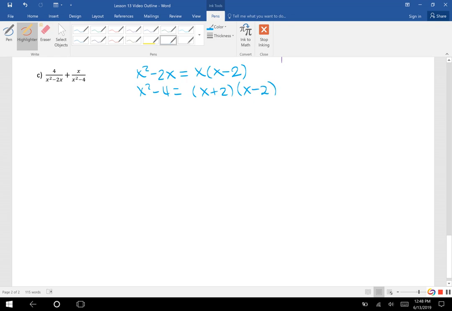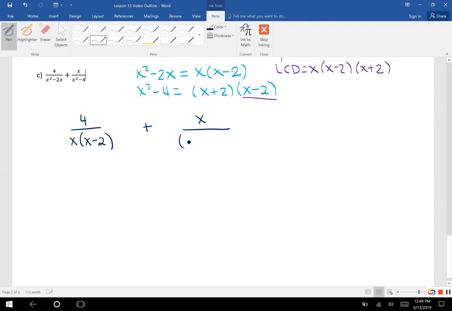All right, so the LCD has to contain the x and the x minus 2. That's the first denominator. And then from the second denominator, we've already got the x minus 2. We just need to tack on the x plus 2. So my LCD is going to contain x, x minus 2, x plus 2. All right, so I'm going to copy down the problem, but in factored form. We've got 4 over x minus 2, and we are adding x over x plus 2, x minus 2.